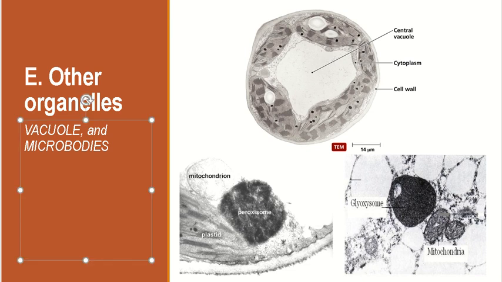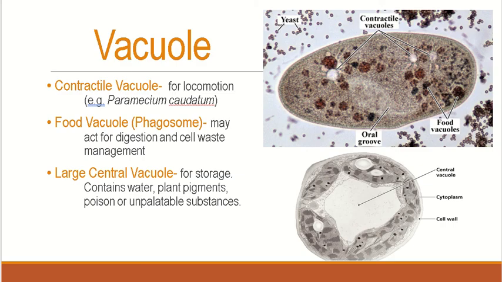Other organelles include the vacuole and microbodies. So for the vacuole, it is simply a large vesicle that performs a variety of functions. Hence, you have different types of vacuole. So first, you have a contractile vacuole, primarily for locomotion, usually exhibited by the paramecium caudatum, which would be this figure. So in this figure, you have the paramecium caudatum surrounded by yeasts, and inside your paramecium, these circular white structures are your contractile vacuole.